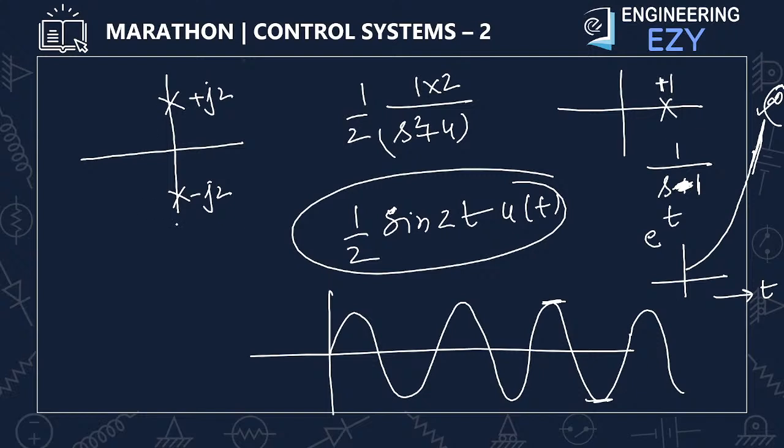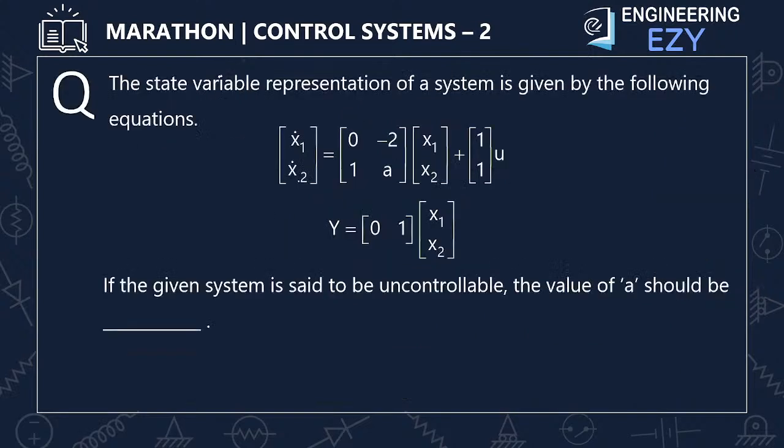I hope, Prasanjit, you are getting it. Either a pole lies on the j omega axis anywhere other than the origin, or anywhere in the right half of the S-plane, and the final value theorem is not applicable. Okay, Tarun, thank you.